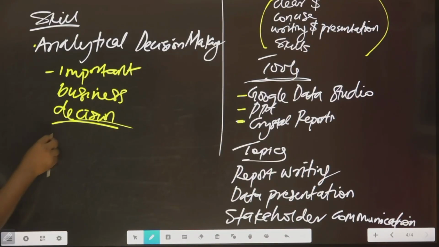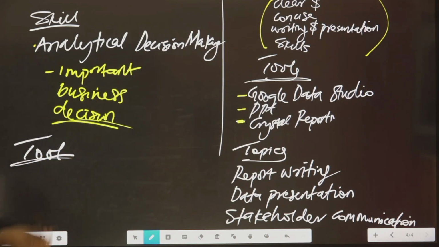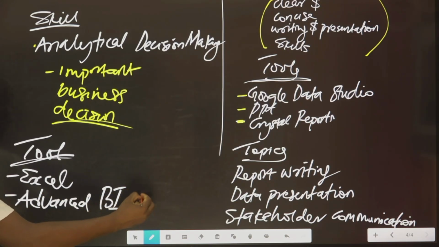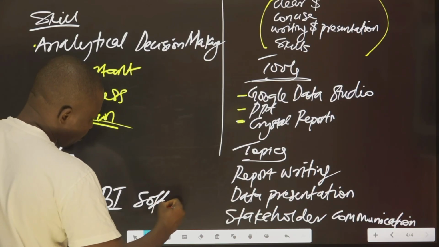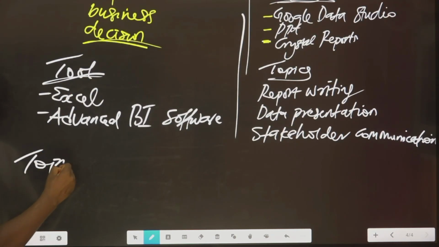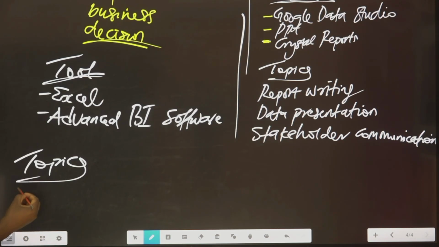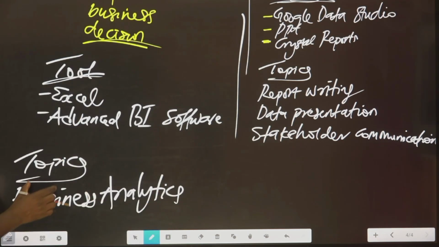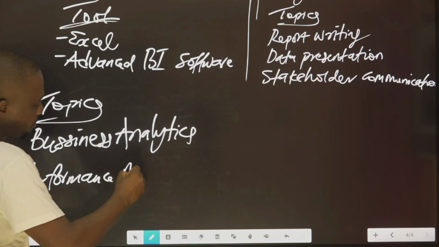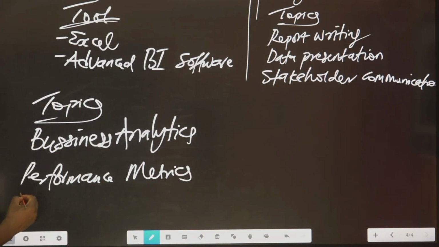What tools do you need? The tools. You need Excel. Excel will help you. Also, advanced BI tools, that is advanced business BI software. If you want to study topics, you should go for business analytics, performance metrics, also risk assessment.